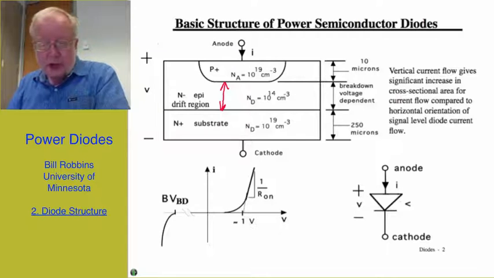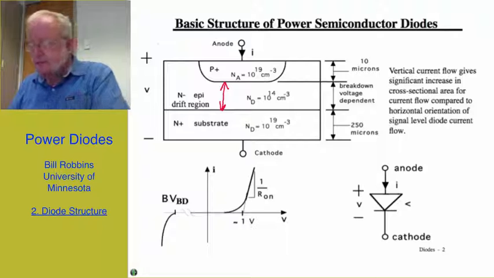In the reverse direction, no current flows until we reach the breakdown voltage due to impact ionization, and the breakdown voltage rating of power diodes can range from a few tens of volts to several thousand volts depending on the application. The circuit symbol for a power diode is identical to that for a signal level diode.